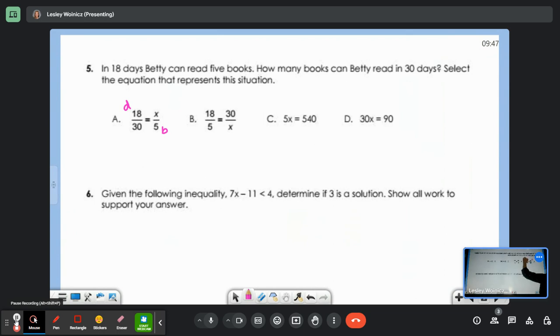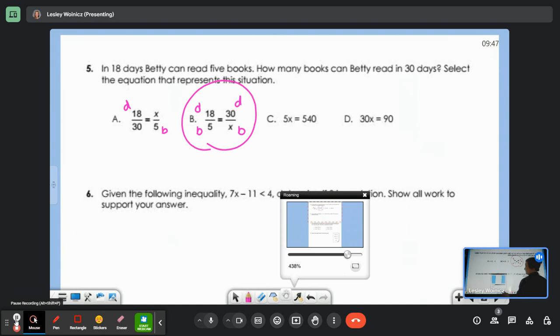Okay, this one, I don't think this was it. You see how it's all like shuffled up? Okay, so what about this one? We've got in 18 days, she can read 5 books, and in 30 days, she can read how many books? You see how it's like days, books, and they line up nice and neat? That's the winner right there. Any questions? Did you guys get B? Okay, perfect.